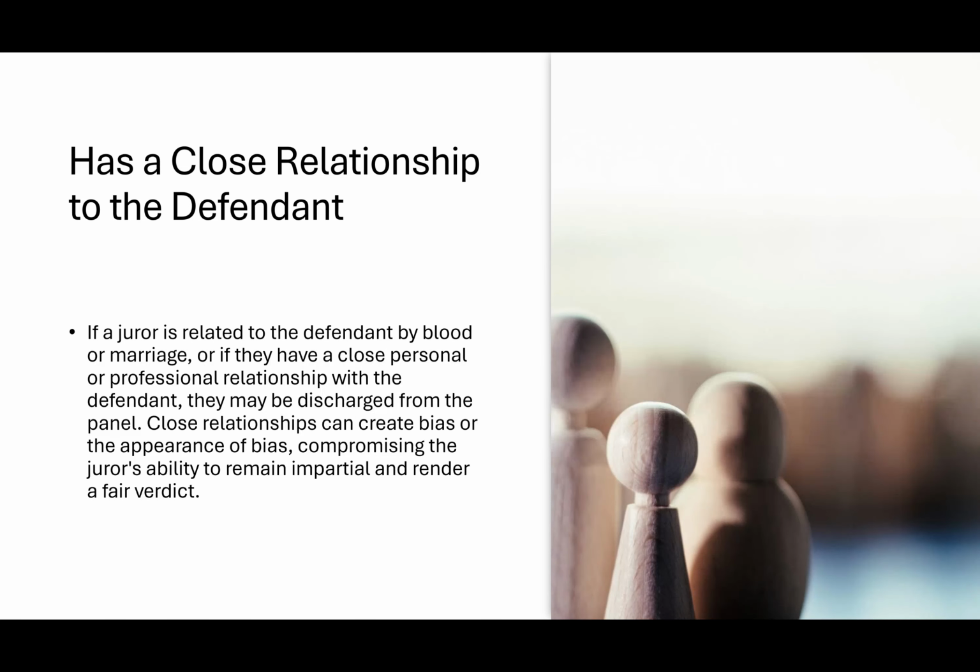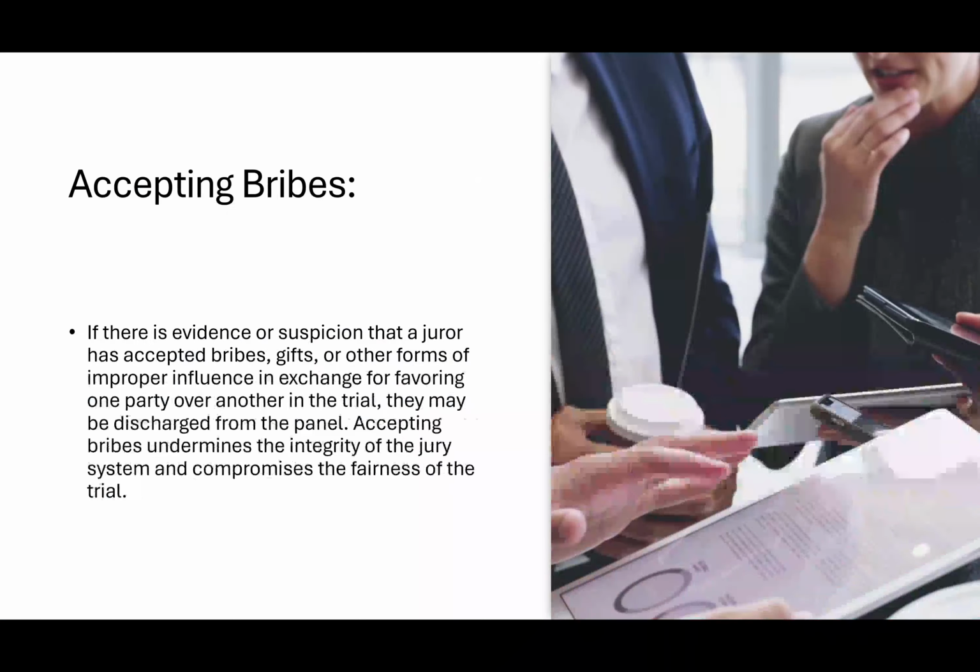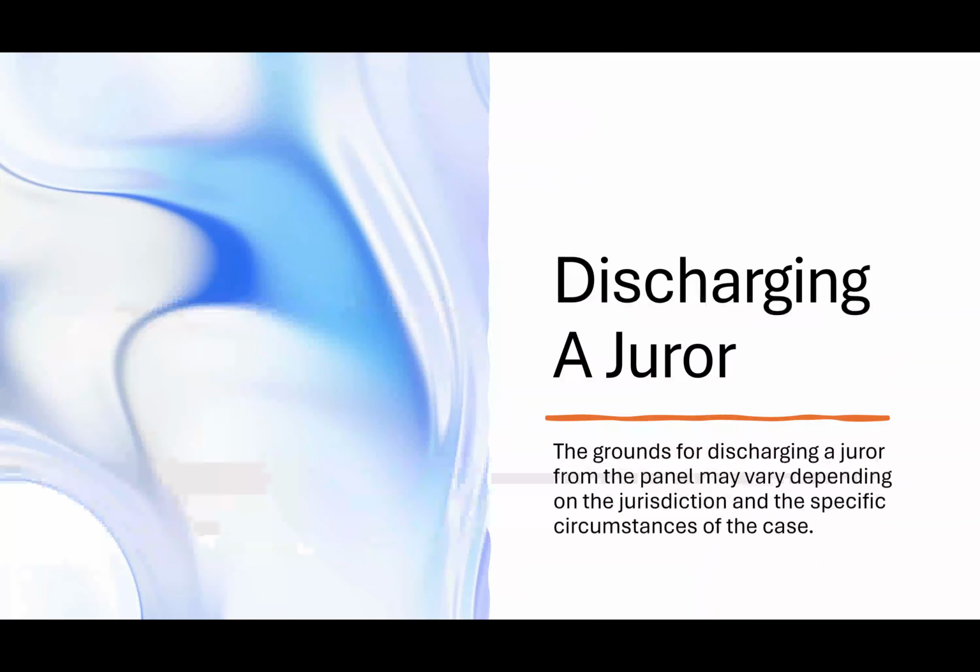We also have having a close relationship with the defendant. If a juror is related to the defendant by blood or marriage, or if they have some close personal or professional relationship with the defendant, they may be discharged from the panel. So close relationships can create bias or the appearance of bias, compromising the juror's ability to remain impartial and render a fair verdict. So we're looking at those types of things that can allow for the discharge of a juror.